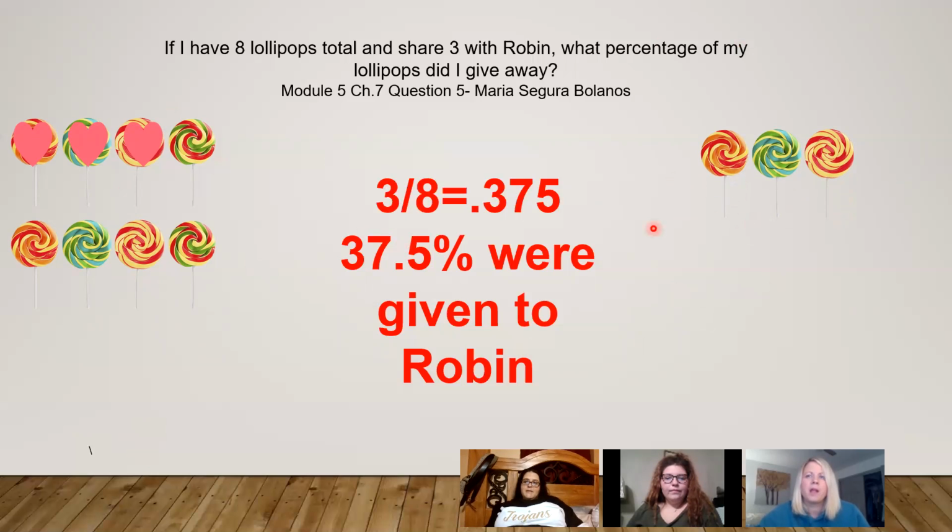But the total is going to be, we had 8 total. So we would take 3 divided by 8. That'll give us 0.375 as a decimal. And then to get to the percentage, we have to multiply that by 100. And that would give us 37.5% of those were given to you, Robin.